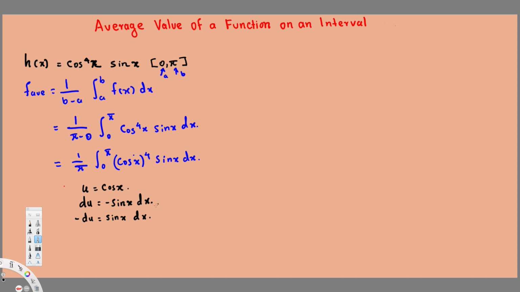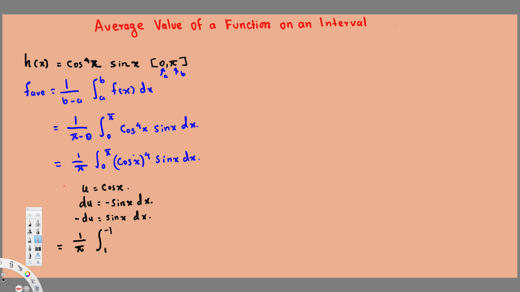Now I can write everything in terms of u. But before we do that, we have to find the new limits of integration. Here we have 0 to 5. All we have to do is take u equals cos x and substitute these values. Cos 0 is 1. So it's going from 1 to cos 5, and cos 5 is negative 1. So 1 to negative 1. So those are our new limits of integration.